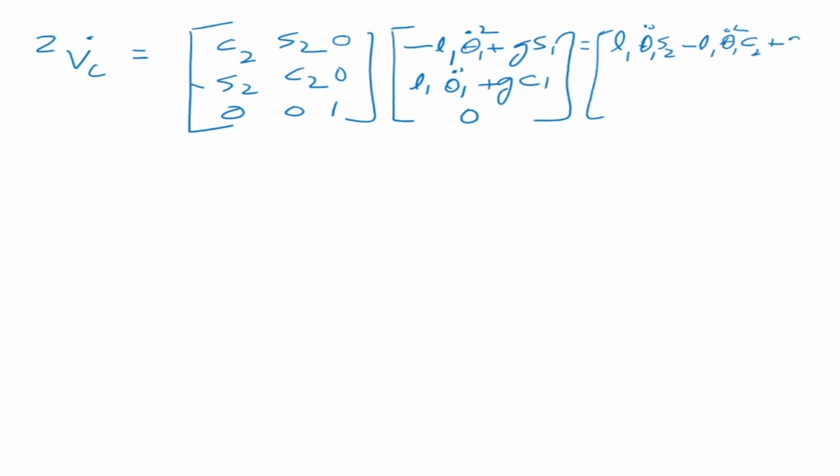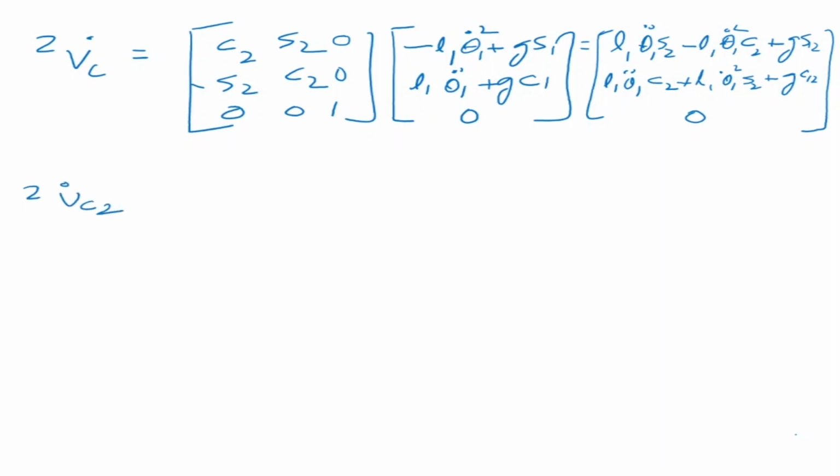C2 plus G S1 2, L1 theta 1 double dot C2 plus L1 theta 1 dot squared. Okay, theta 1 plus, sorry, this is L1. So L1 theta 1 dot squared S2 plus G into C12. Okay, and that is 0. So this is the acceleration, the linear acceleration of joint 2.